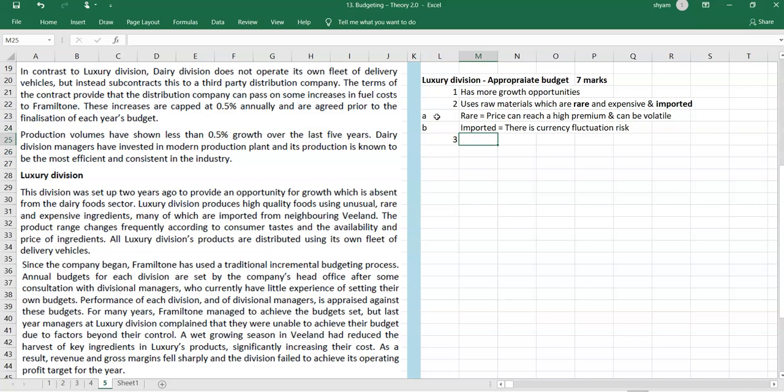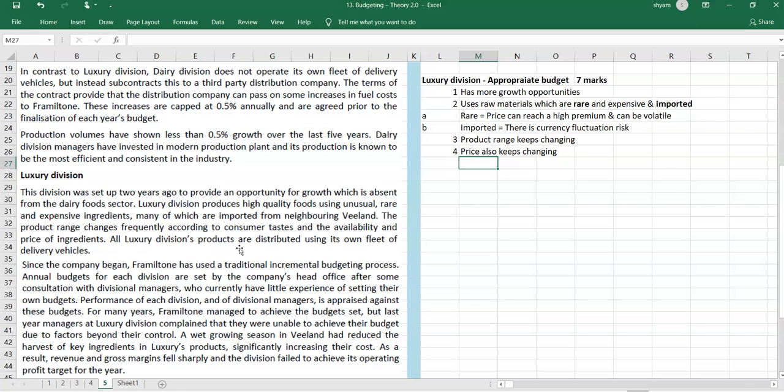So we go to the third one. They say that the product range changes frequently according to customer tastes and the availability and the price of ingredients. So again, there's a problem. Product range keeps changing, and also I think the price keeps changing, so that he has also mentioned.